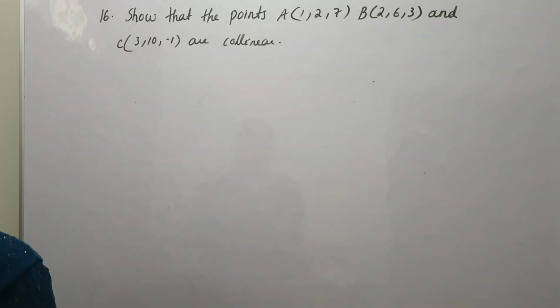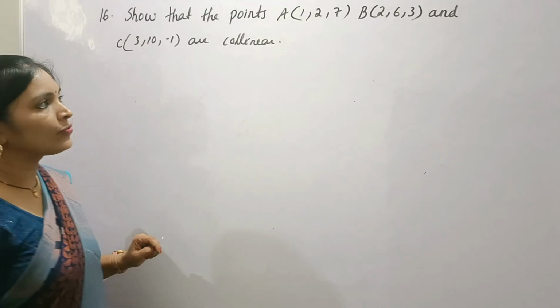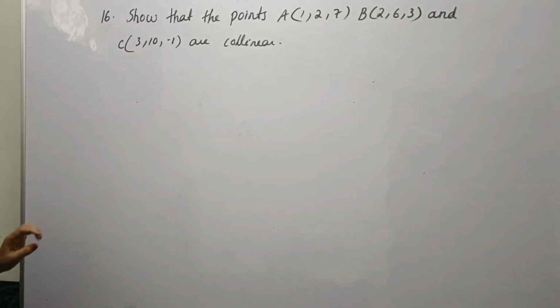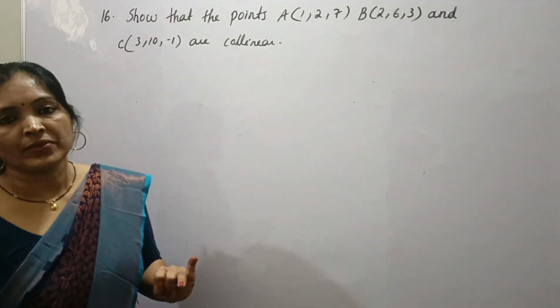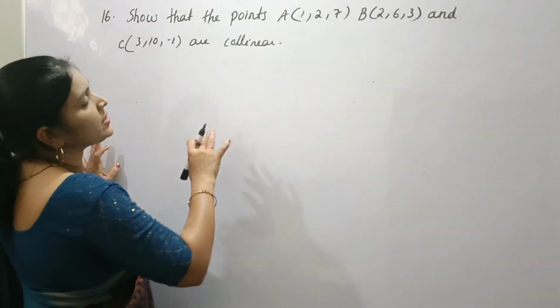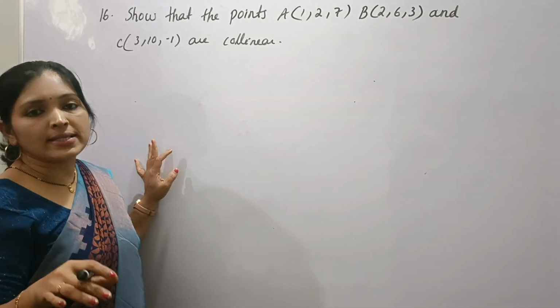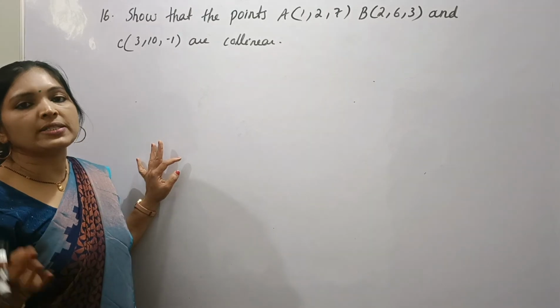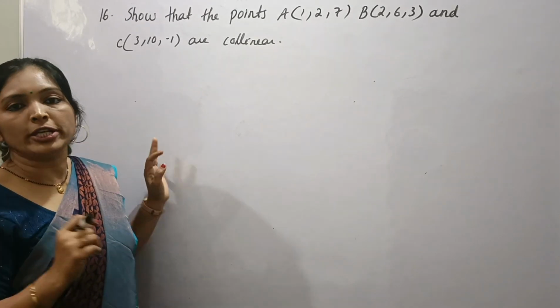Show that the points A(1, 2, 7), B(2, 6, 3) and C(3, 10, -1) are collinear. So collinear points means they should be lying in the same line, right? Their vectors are parallel. Okay. So here, let's prove that these three points are lying in the same line, or these points are collinear points.